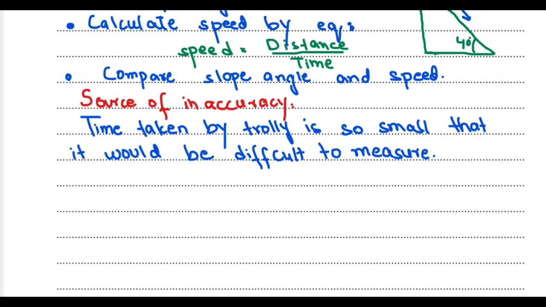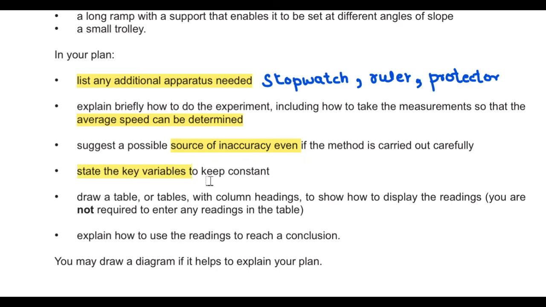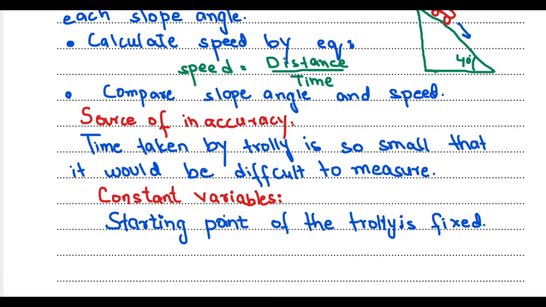Then the question is saying state the key variable that you're going to keep constant. So constant variables are the starting point of the trolley which is fixed, and you can also fix the ending point of the trolley where it is going to stop.